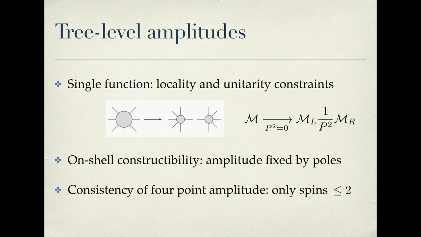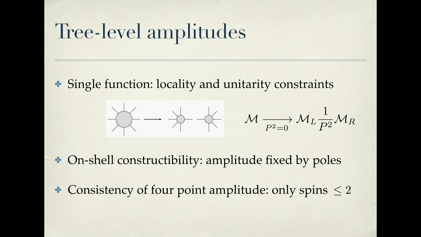Now, this is an interesting constraint or property. The question is, if we list all the poles and write all these equations, is it enough to fix completely this original function? Because we are not saying what the function M is, we are just saying that on the pole it behaves like something. We say that the amplitude is on-shell constructible because it's using only these on-shell conditions, if this is indeed enough. So if we satisfy all these properties, it uniquely fixes what the function is in the first place.